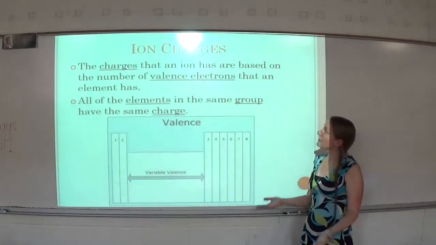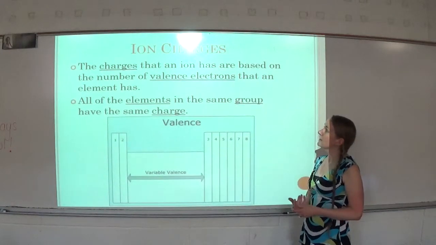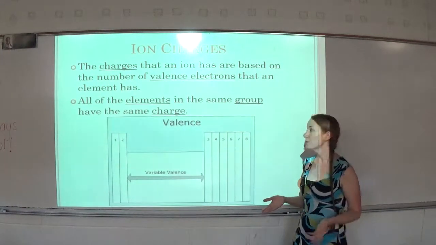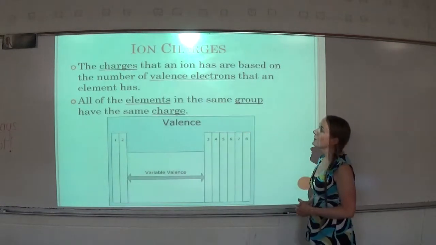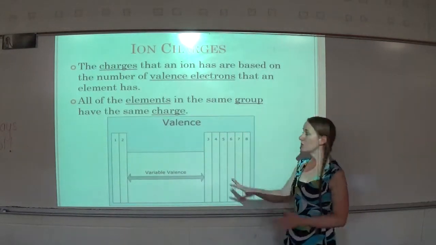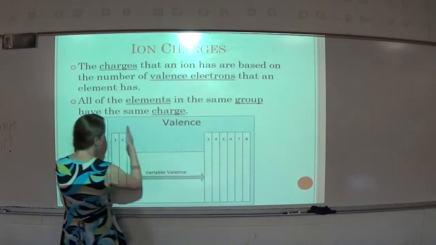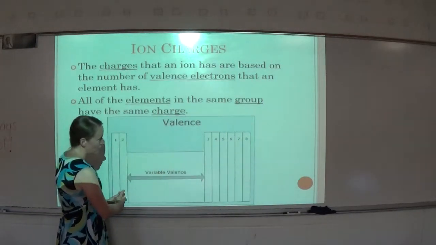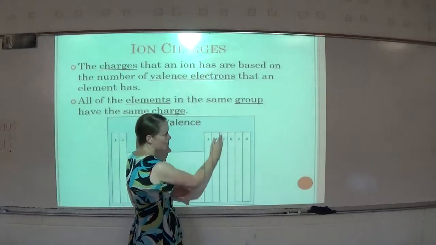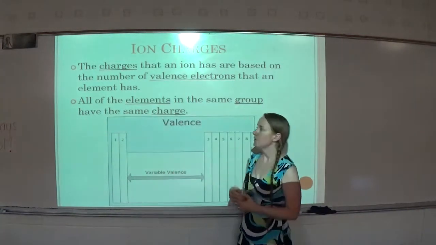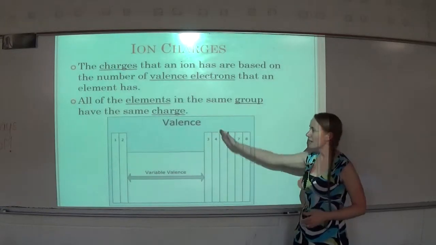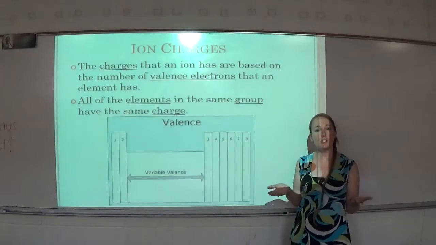The charges that an ion has are based on the number of valence electrons that an element has. If you remember, the valence electrons are based on what group they're in, so all the elements in the same group have the same charge. Here's our valence electron setup. Remember, the first group has 1, group 2 has 2, group 13 has 3, then 4, 5, 6, 7, 8, except helium, which has 2. If you know how many valence electrons, it's the same for every element in a group. The charges work the same way.